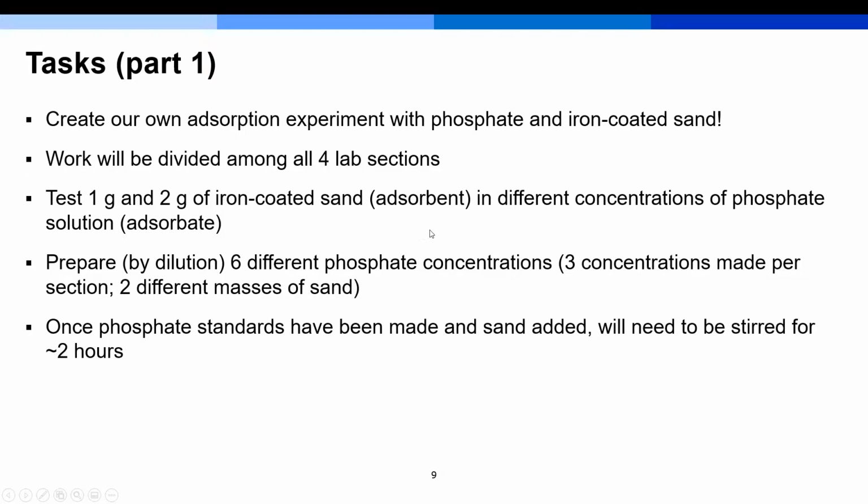So again, we're creating our absorption isotherms and testing the amount of the absorbent, which is our iron-coated sand, and how that affects the absorption. For each absorption isotherm, there will be 6 different phosphate solutions made of different concentrations. Each section will prepare 3 of these concentrations to make up 6 for the 1 gram, and the other 2 sections each will make 3 concentrations with their 2 grams of iron-coated sand. Once the phosphate standards have all been made, the sand will be added to each and will be stirred for 2 hours.